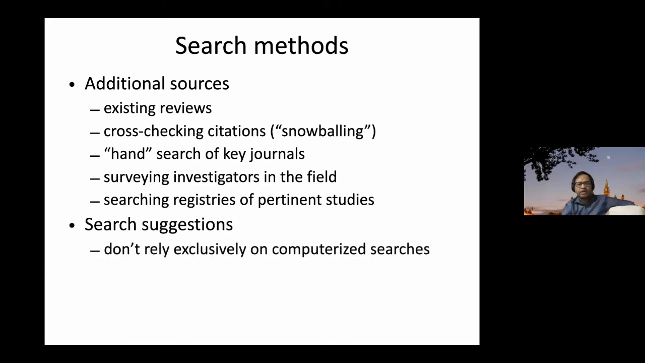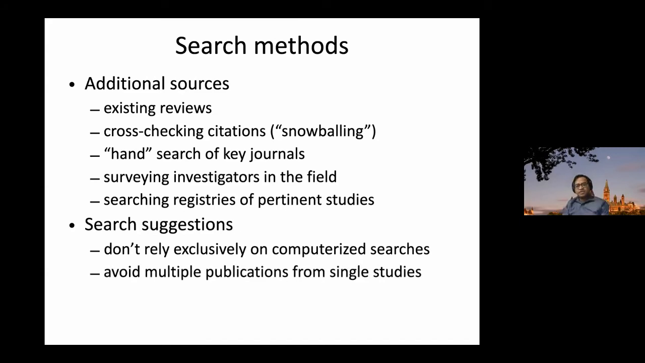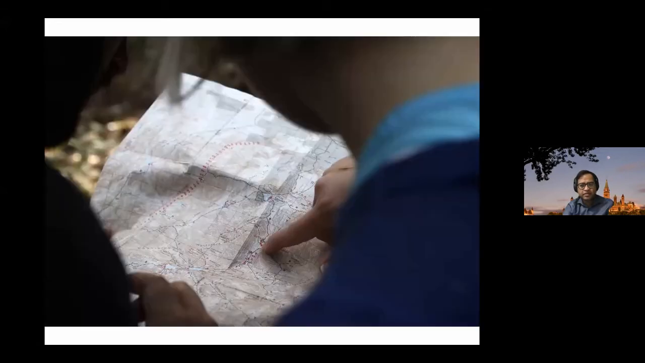And suggestions, so don't rely exclusively on computerized searches. Sometimes you have to be careful, as some authors may have published multiple papers from the same study. And the first author name may not be the same. It may be different. So this is something that you may pick up initially, or you may pick it up later while you are actually putting the data together. So it's important to exclude them. Otherwise, if you're double counting them, you'll be giving extra weight to that study. And go beyond abstracts, not just the abstracts when you're doing this.